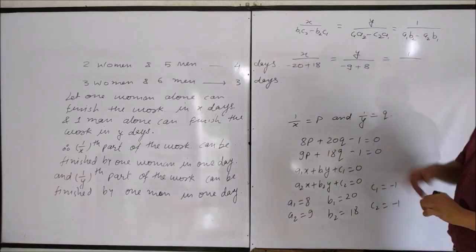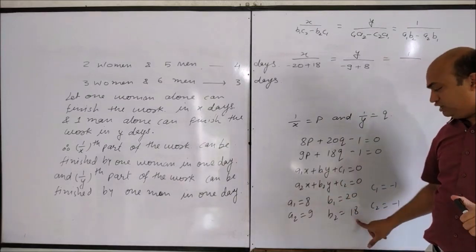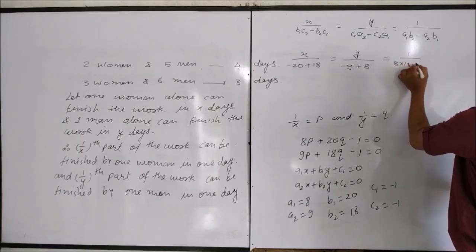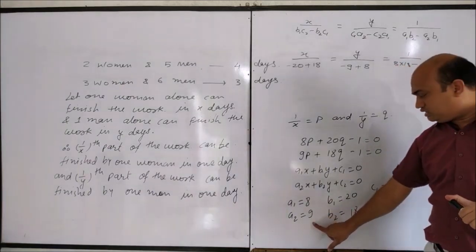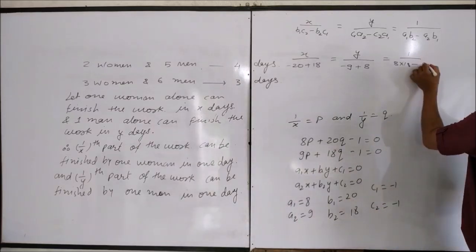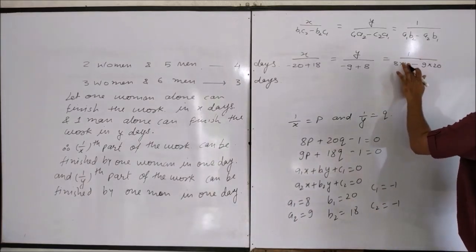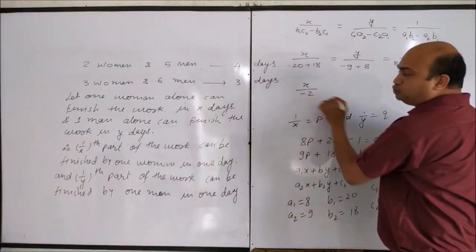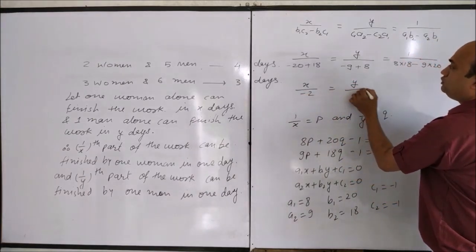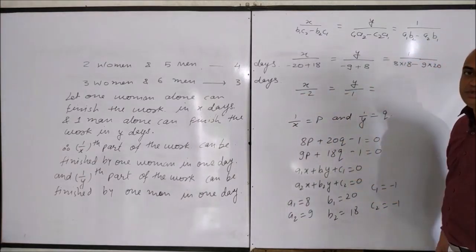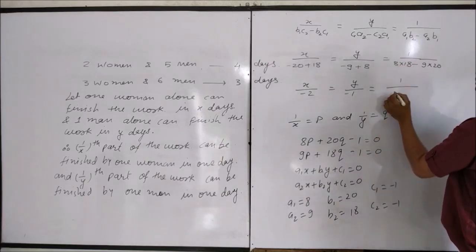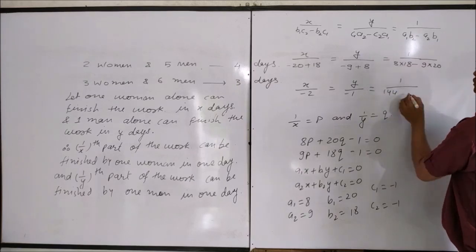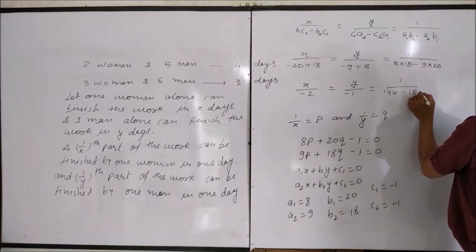1 upon a1 b2. a1 is 8, b2 is 18, 8 into 18, minus a2 b1. a2 is 9 and b1 is 20, so it is 9 into 20. It will be x upon minus 2 is equal to y upon minus 1 is equal to 1 upon 144 minus 180.